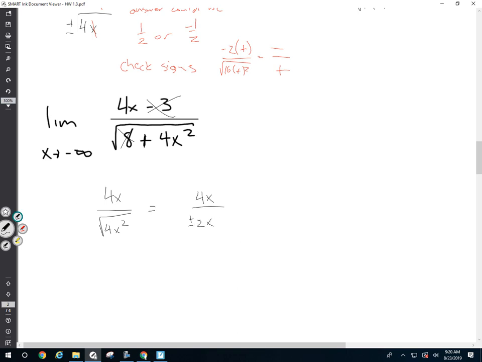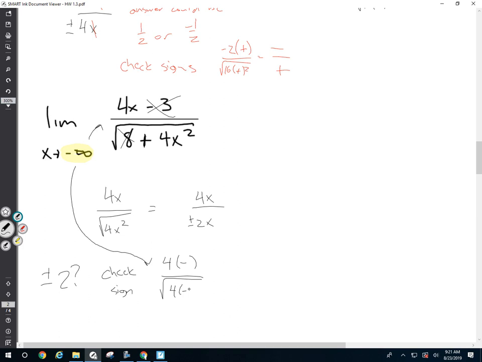The x's cancel. My answer is positive or negative 2. Check my signs to find the specific value, either positive 2 or negative 2. Well, I'm plugging in negative infinity. Plugging it into the original, I got 4 times a negative over root 4 times a negative. Oh, actually, no, yeah, it would have been bad.